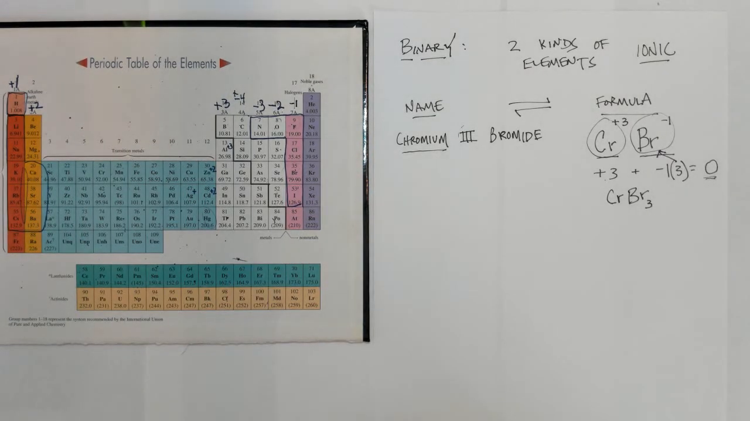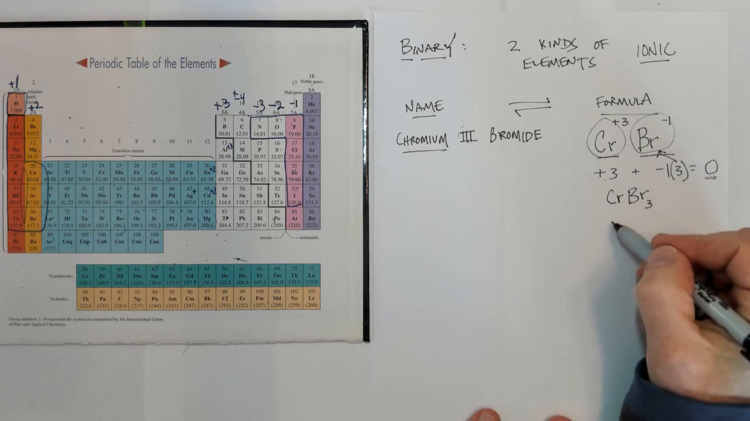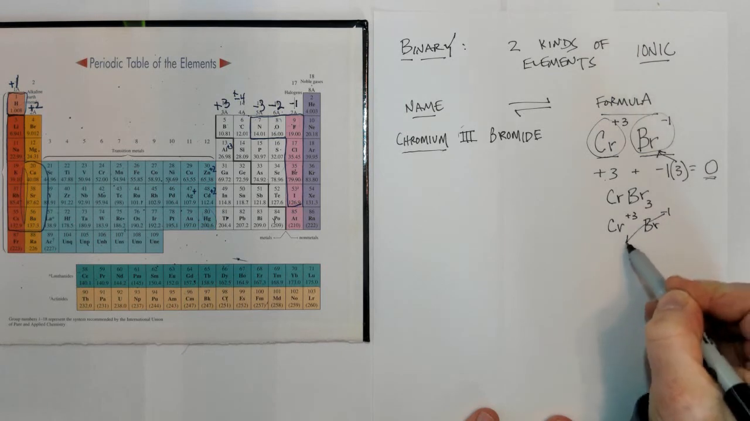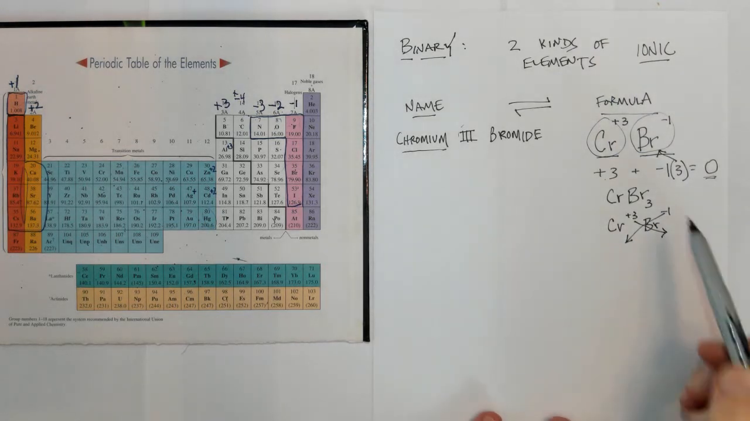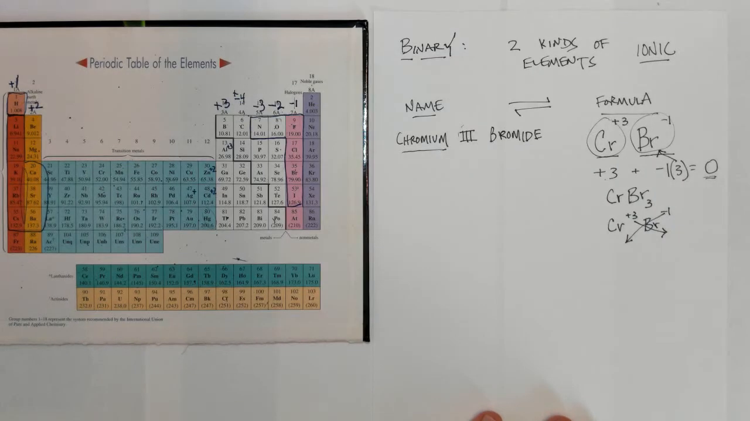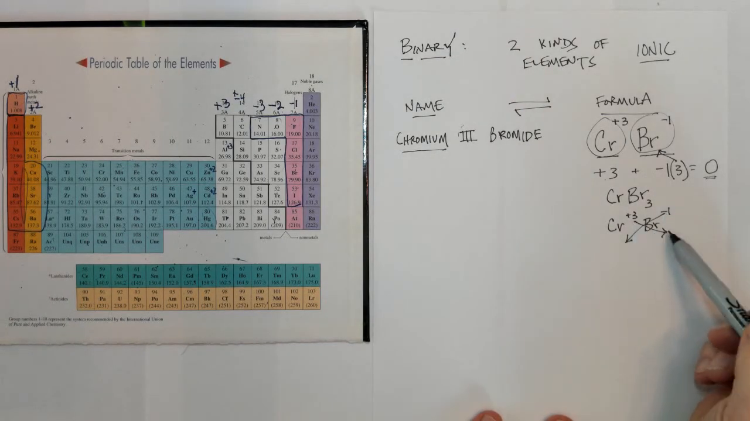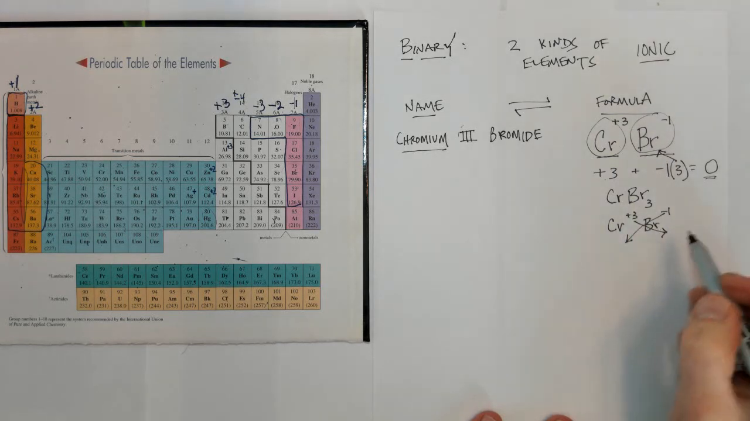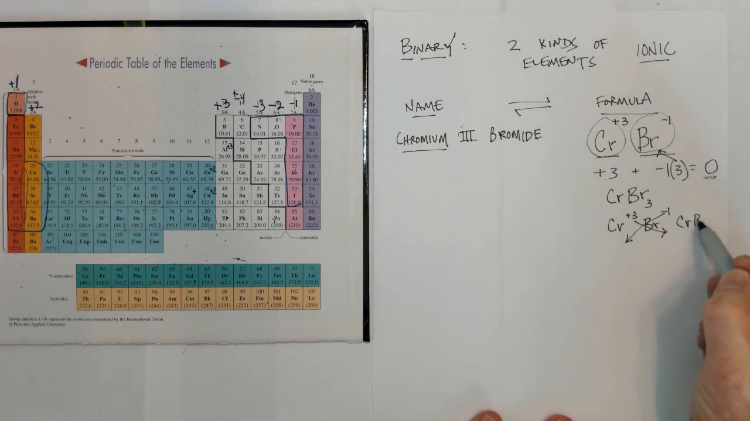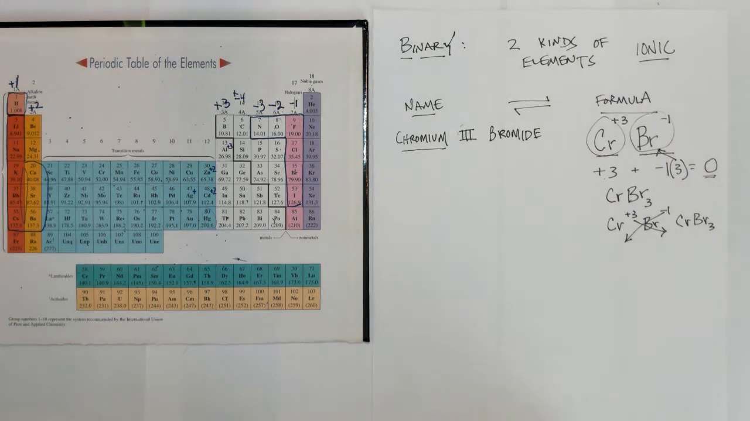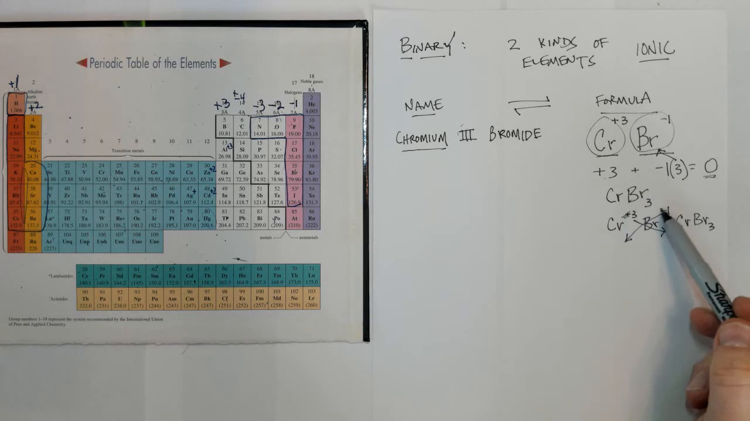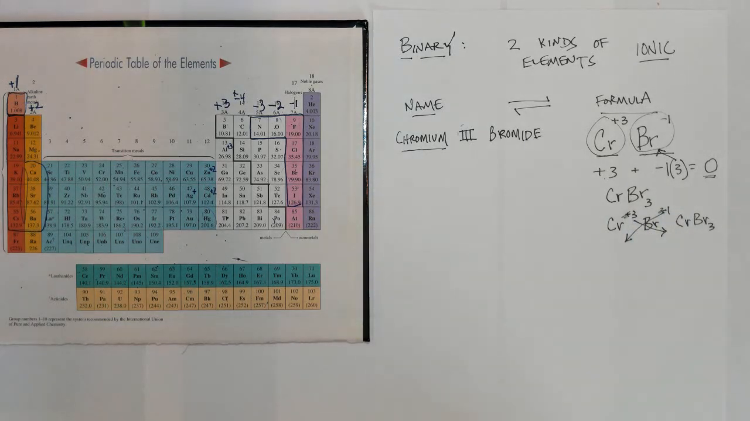Now you could get the same formula by doing what's called crisscrossing, Cr positive 3 and Br -1, crisscrossing the -1 and the 3 right here, dropping the charges and swapping the numerical values. And remember, you could write a 1 right here, but it's always assumed that there's a 1, and so you still end up with CrBr3. This works most of the time, and so the crisscross, or drop the charge and swap the numbers, works okay, but I'll give you a couple examples where maybe it's not the best.